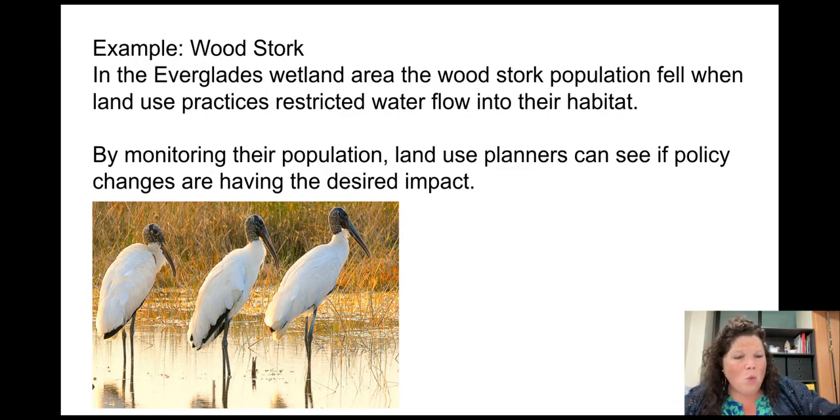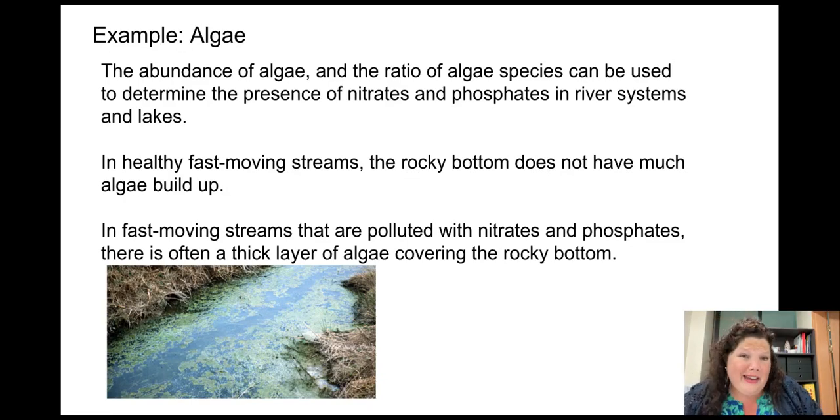So if the height of the water is high enough for our storks, then the water level is high enough for that ecosystem to thrive. So a very important indicator species in the Everglades. The algae are another one.